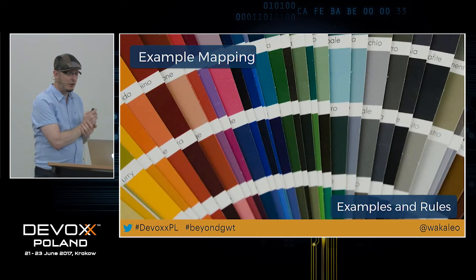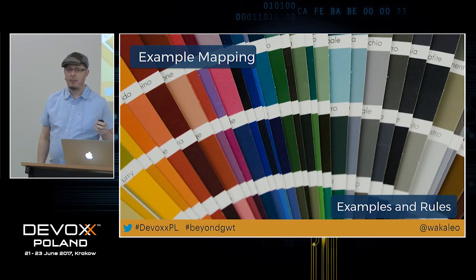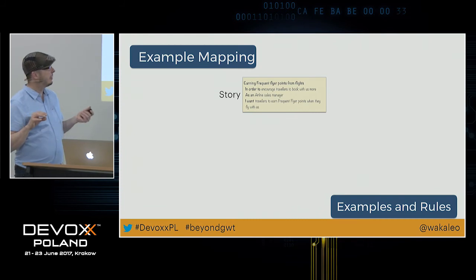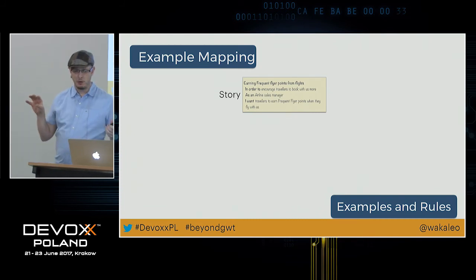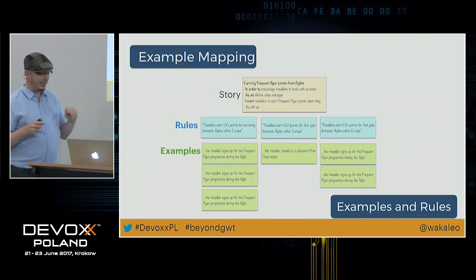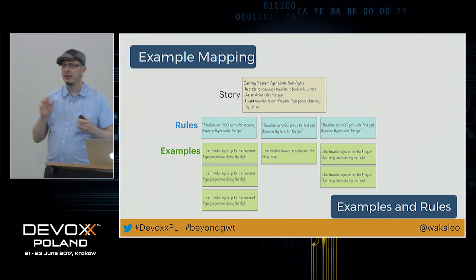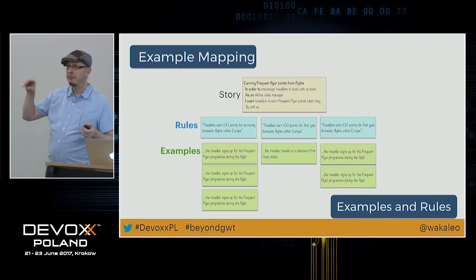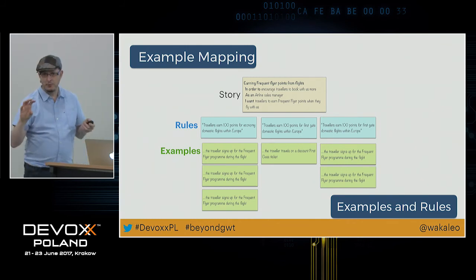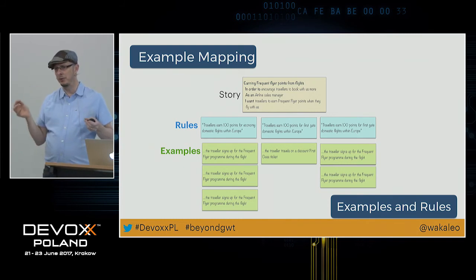So the techniques I've just shown you are example mapping, which is a technique from Matt Wynne about exploring examples and rules. In example mapping, we basically deal with stories. We come up with business rules around those stories, and then we explore the examples of those business rules. So what we say is examples illustrate rules, and rules explain examples. And you can't have just one or the other. Traditional specifications just have rules, but they don't have examples to make it real.